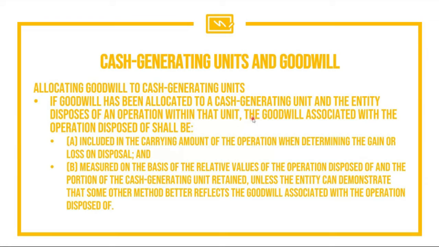Okay? If goodwill has been allocated to a cash generating unit and the entity disposes of an operation within that unit, the goodwill associated with the operation disposed of shall be included in the carrying amount, of course, and measured on the basis of the relative values of the operations disposed of and the portions of the CGU that were retained, unless the entity can demonstrate that some other method better reflects the goodwill associated with the operation disposed of. So, in the absence of any other information, we simply use the relative fair market value or relative value of the CGU as the basis of allocation of the goodwill.